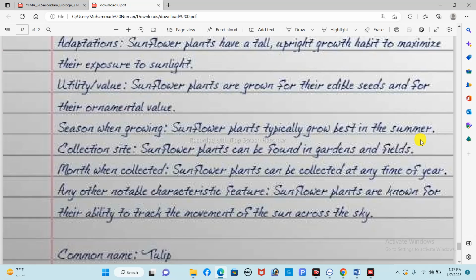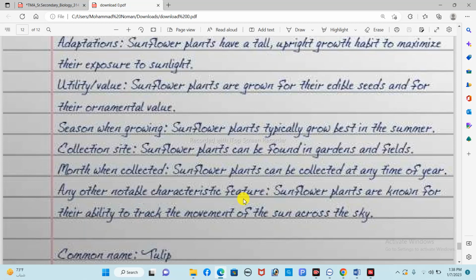Adaptation. Sunflower plants have a tall upright growth habit to maximize their exposure to sunlight. Utility value. Sunflower plants are grown for their edible seeds and their ornamental value. Season when growing. Sunflower plants typically grow best in the summer. Collection site. The sunflower plants can be found in gardens and fields.